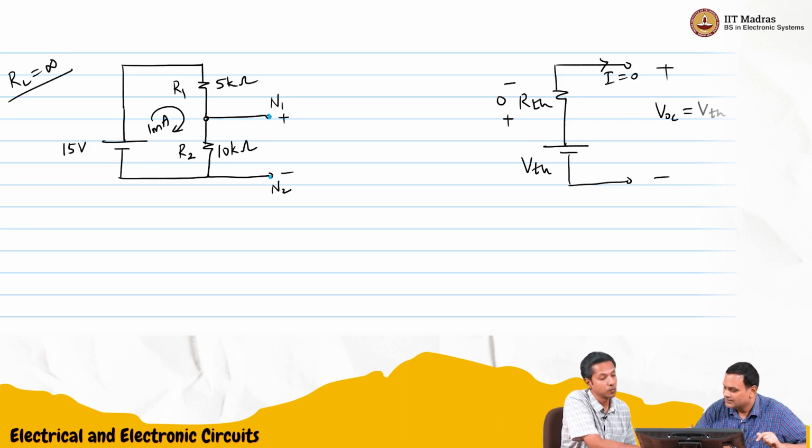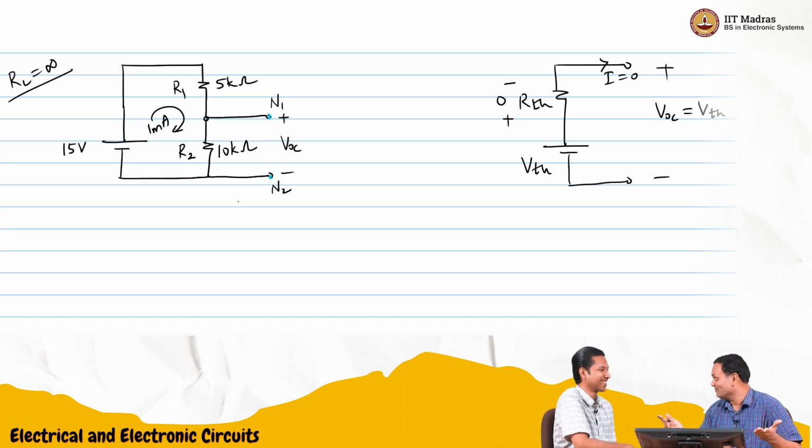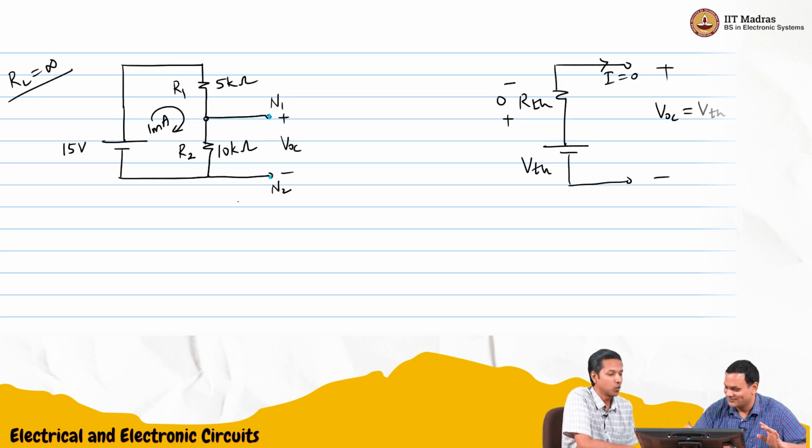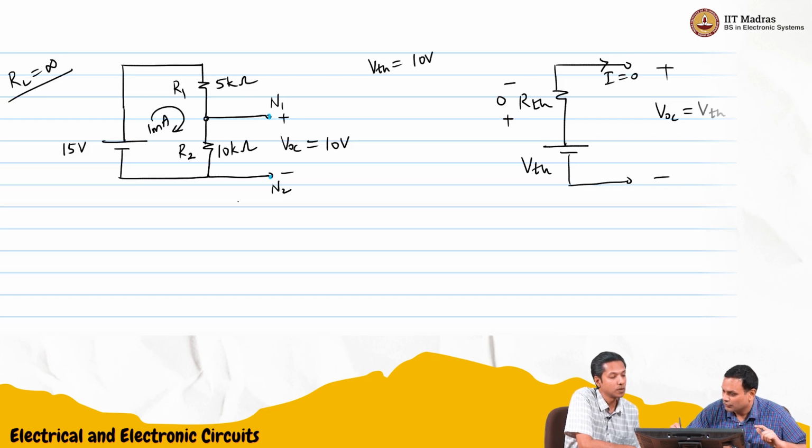Here in this case, we are not applying any RL. So we need to find out the open circuit voltage, and that we can analyze. We design for 10 volts. It is simply 10 by 10 plus 5 times 15. So that is what we design. So clearly, in this situation, VThevenin is equal to 10 volts.